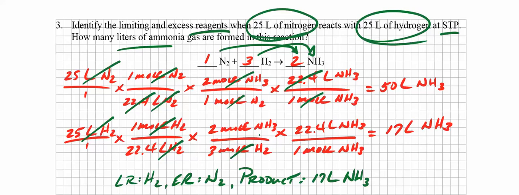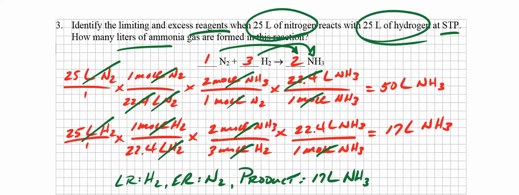Only one step left. Again, we are at standard temperature and pressure. So it's simply a matter of converting to liters, 22.4 liters per mole. This unit and this unit are going to cancel away, and I'm going to be left with 17 liters of ammonia when I multiply across the top and divide by what's on the bottom. 17 liters of ammonia.